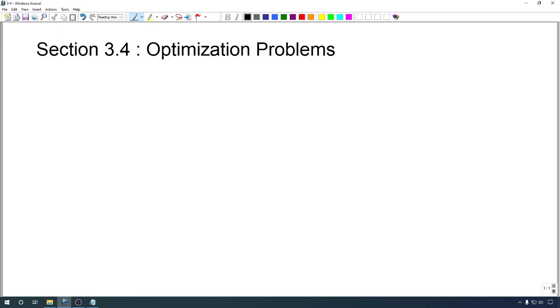Now, in this particular section, the majority of the problems are based around geometrical ideas like areas and volumes. In the next section, section 3.5, it will actually be a continuation of this section to some business and economics applications. But that will be in its own separate video. So most of these will be very geometrical based.